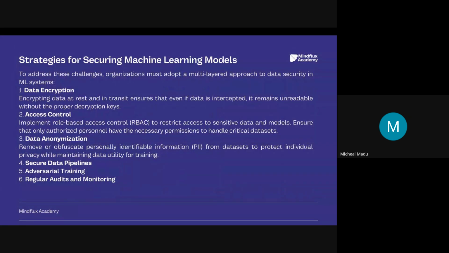To address these challenges, organizations must adopt a multi-layered approach to data security in ML systems. Every organization actually adopts a multi-layered approach to data security. The basic one we can even see, for instance, now in our phones, is two-factor authentication, right? These are all multi-layers of data security.